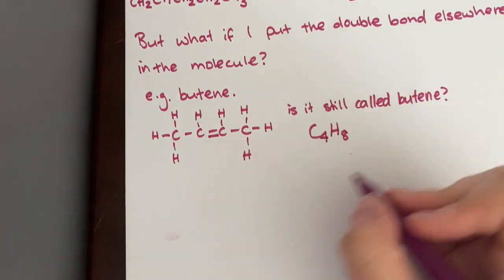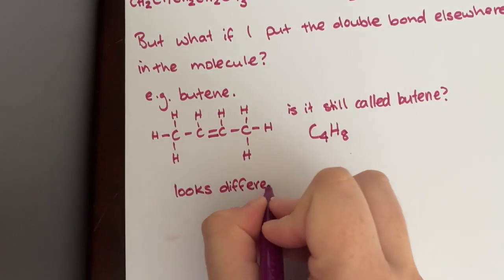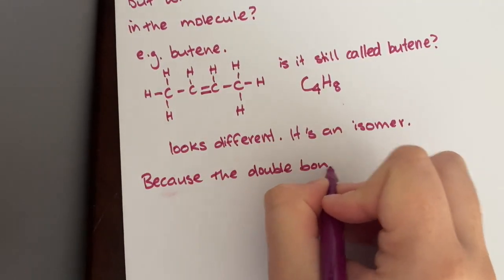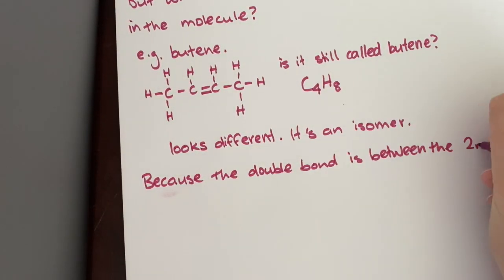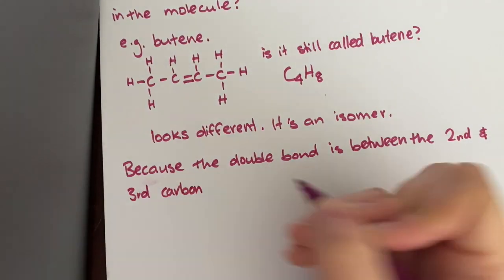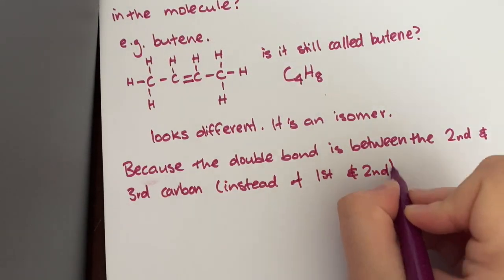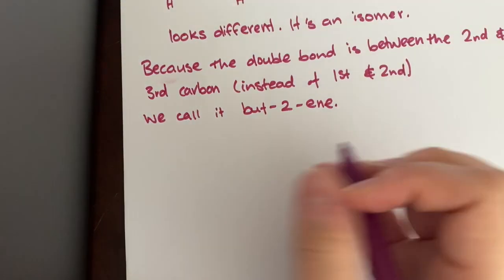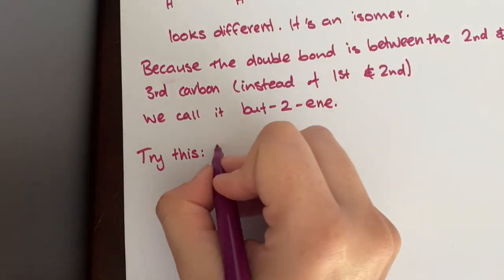It's still got the formula C4H8, but it does look different, right? It is an isomer because the double bond is now between the second and third carbon as opposed to before, where we had it between the first and the second. So we call it but2ene because the double bond is on the second carbon.